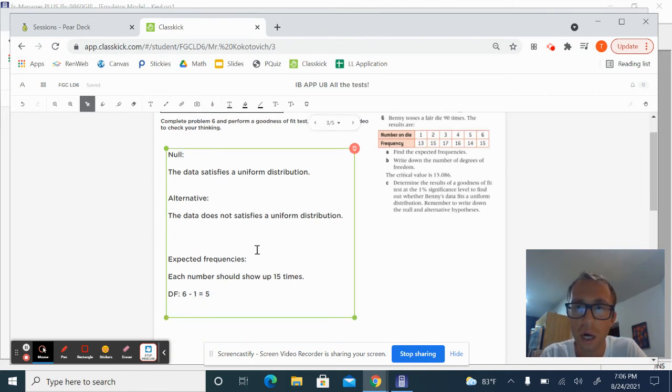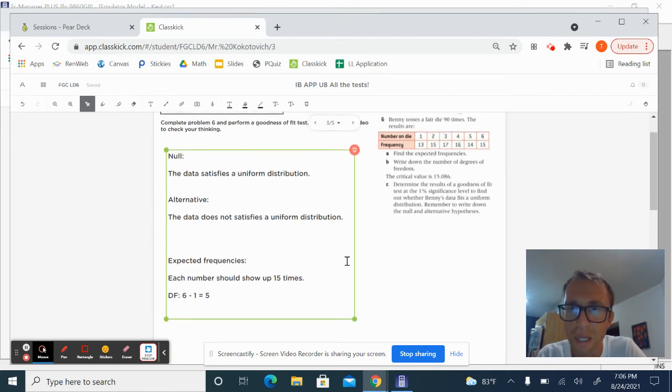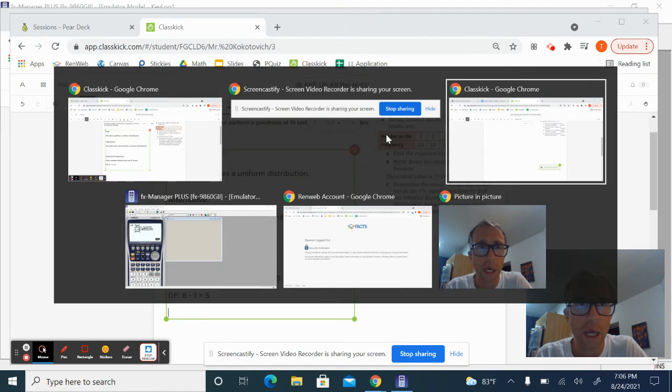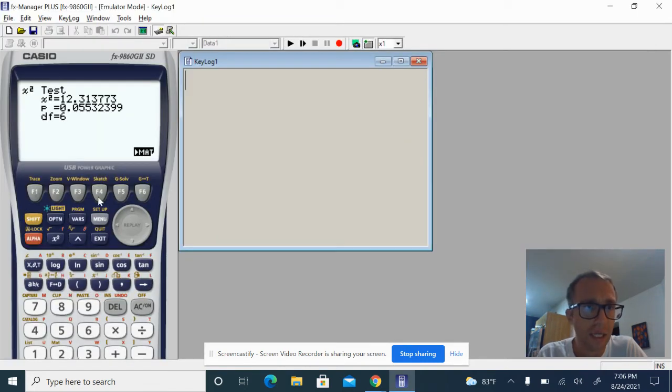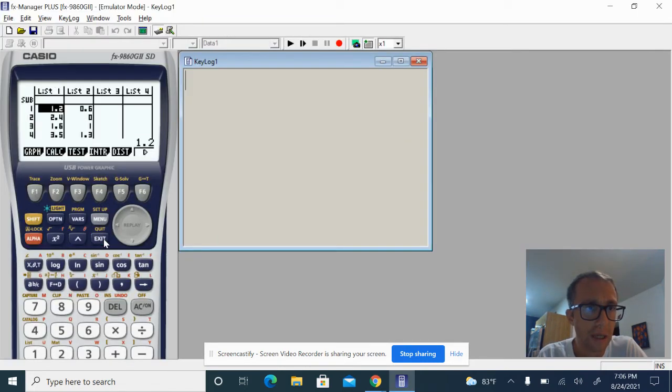Now let's do our hypothesis test right here. 1% significance level. Let's remember that is not 5. Okay, let's go back to my calculator right here. I have to exit. I have another test in here right now, so I'm just going to delete that really fast.